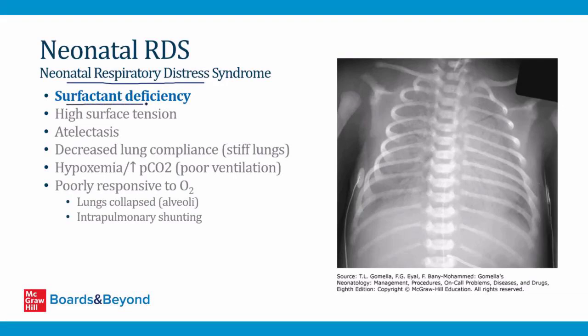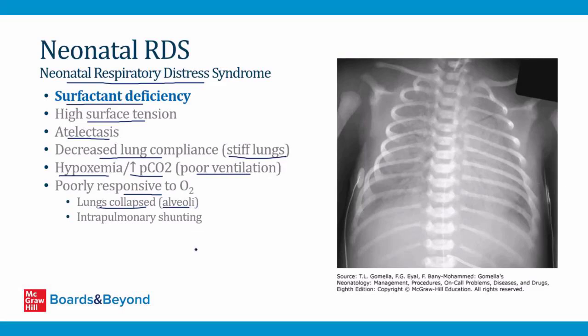So what happens when the baby is deficient in surfactant? Well, first of all, there's high surface tension in the alveoli, and this leads to atelectasis. In addition, as we talked about before, surfactant makes the lungs more compliant. So when there's an absence of surfactant, you will have decreased lung compliance and the lungs will be stiff. Because there's poor oxygenation in the absence of surfactant, the baby can have hypoxemia and high PCO2 from poor ventilation. And this can be a major clinical problem because the condition is poorly responsive to O2. The lungs are collapsed because the alveoli are collapsed from high surface tension.